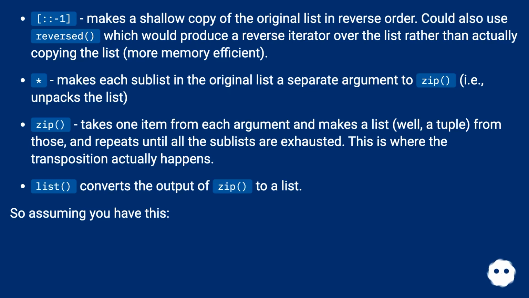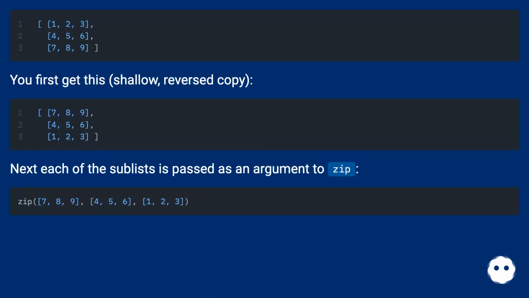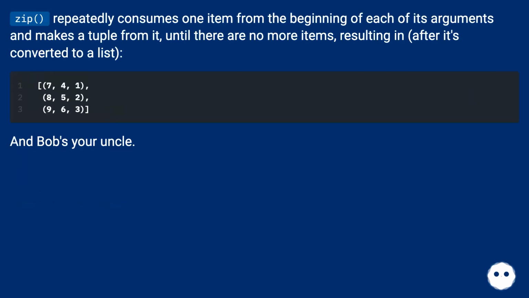So assuming you have this, you first get this shallow, reversed copy. Next, each of the sublists is passed as an argument to zip. Zip repeatedly consumes one item from the beginning of each of its arguments and makes a tuple from it, until there are no more items, resulting in, after it's converted to a list, this. And Bob's your uncle.